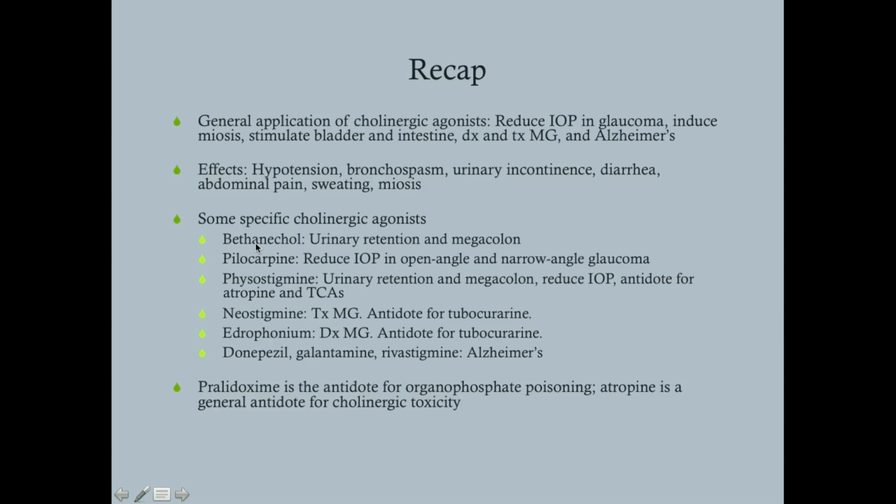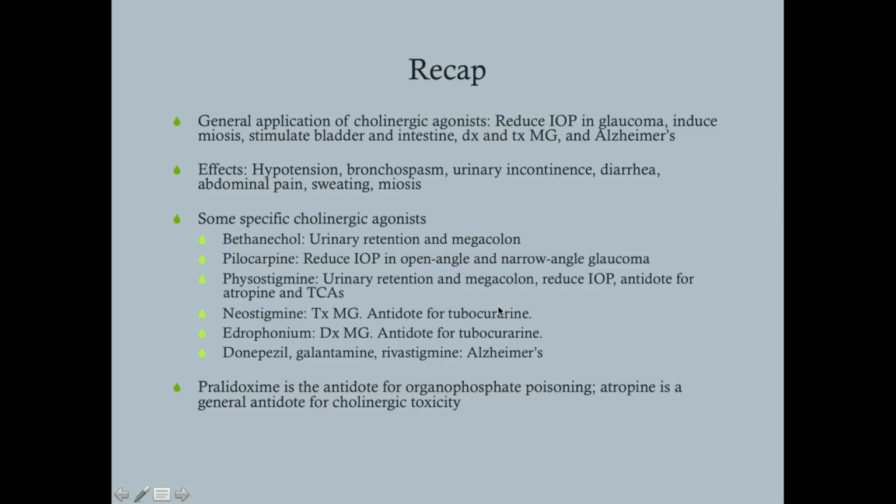Some specific cholinergic agonists include bethanechol, used for urinary retention and megacolon. Pilocarpine, often teamed up with timolol, but pilocarpine is used itself. It can reduce intraocular pressure in open angle and narrow angle glaucoma. Physostigmine, remember physostigmine penetrates the CNS. It is used for urinary retention and megacolon, to reduce intraocular pressure, and because of its ability to penetrate the CNS, can be used as a very potent antidote for atropine and tricyclic antidepressant overdose.